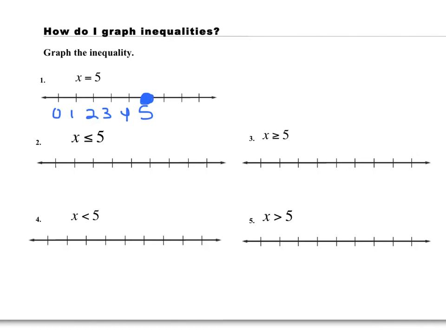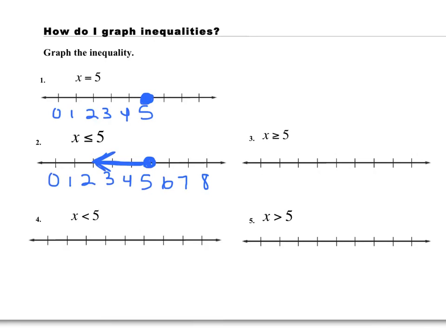So now if I want to represent x is less than or equal to 5, 0, 1, 2, 3, 4, 5. All right, so let's go ahead and represent. For less than or equal to, it is going to be a closed dot because it does represent 5. It includes 5, but it also includes everything that is less than 5. And so that's how we're going to represent that on a graph.